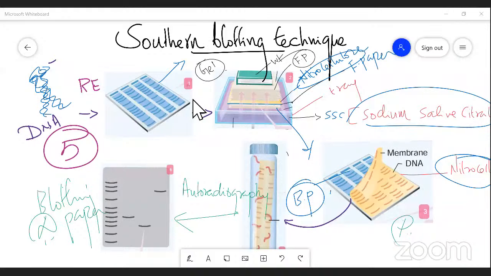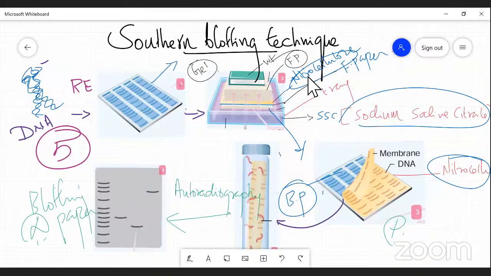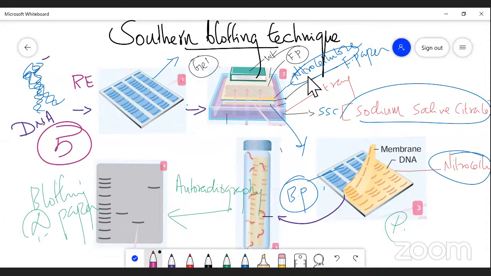Yes, sir. Could you mention the name of the enzyme which plays an important role in Southern blotting? The first one. Will you mention? One of the restriction enzymes. Very good. Restriction enzyme. What is its role simply? It cuts the DNA into fragments. It cuts the DNA molecule, right?